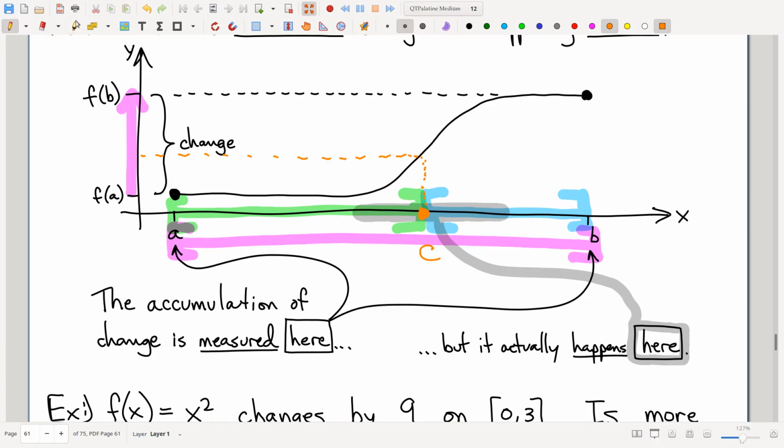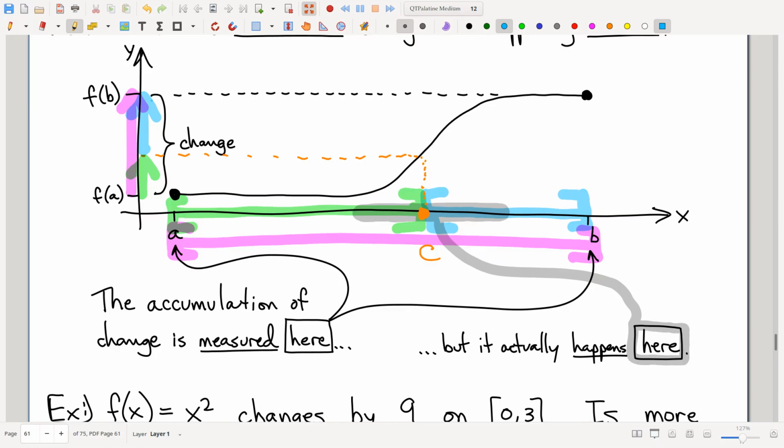Well, let's see here. How much does f change on the green interval? There it is. How much does f change on the blue interval? There it is. And sure enough, as it's supposed to, purple being the disjoint union of green and blue here, is purple equal to green plus blue? Well, of course it is. That makes sense to everybody? Everybody happy?